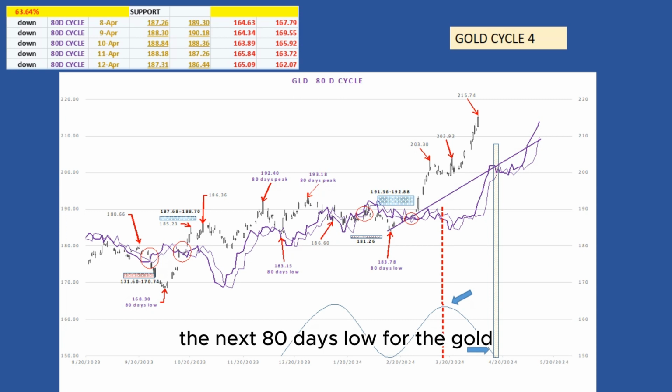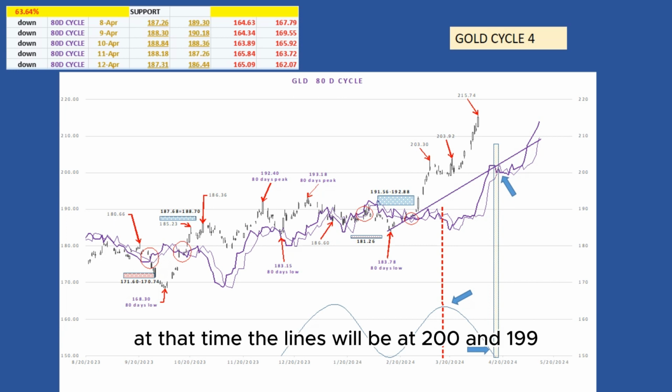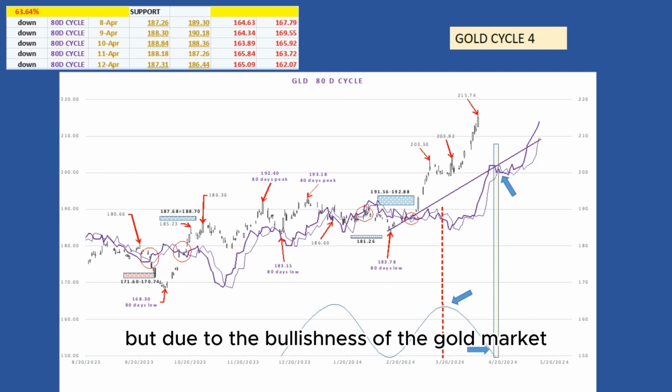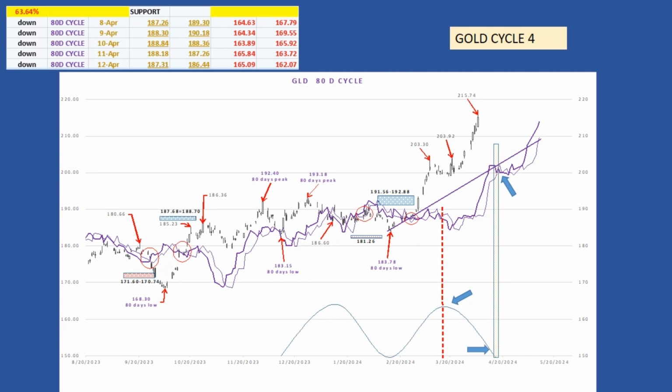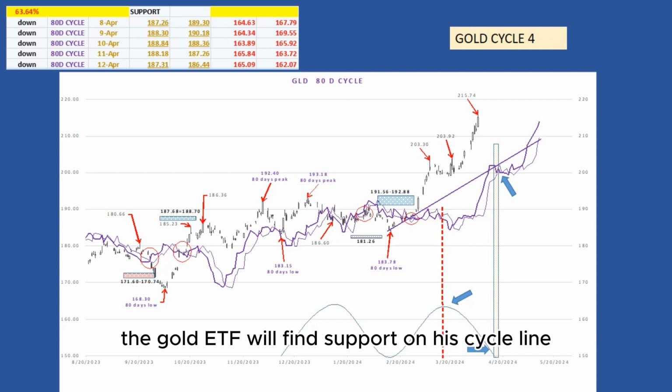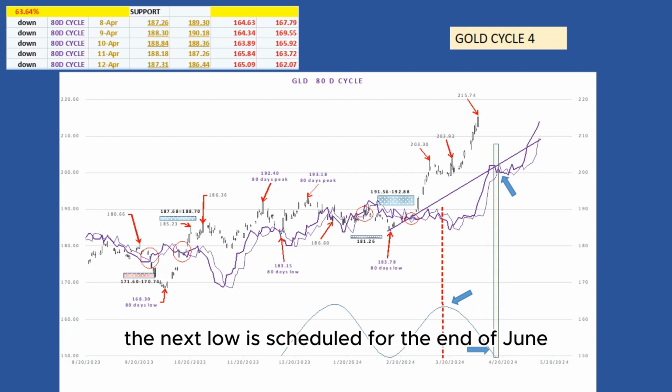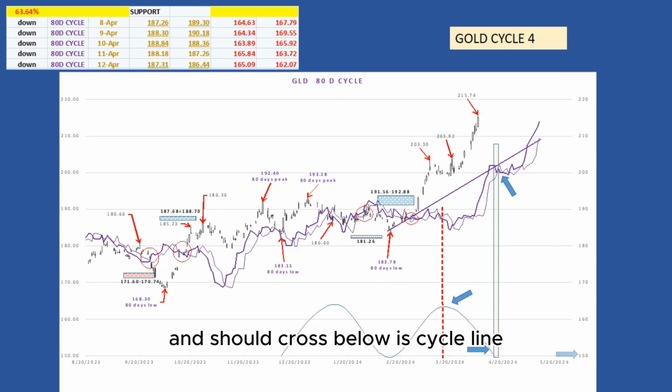The next 80-day low for the gold ETF should find support on its cycle lines. At that time the lines will be at 200 and 199. But due to the bullishness of the gold market, it looks very unlikely the gold ETF will find support on its cycle line. The next low is scheduled for the end of June, and should cross below its cycle line, providing a potential downside target. But in a future update, we will come back to this possibility.